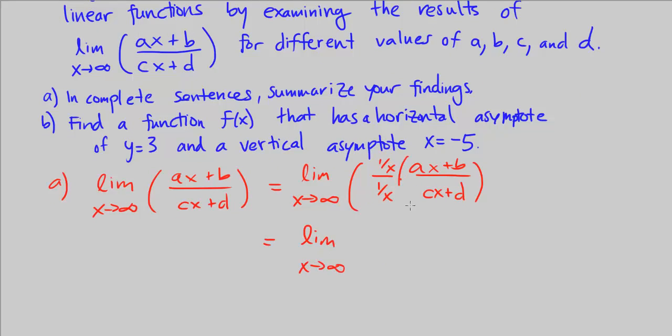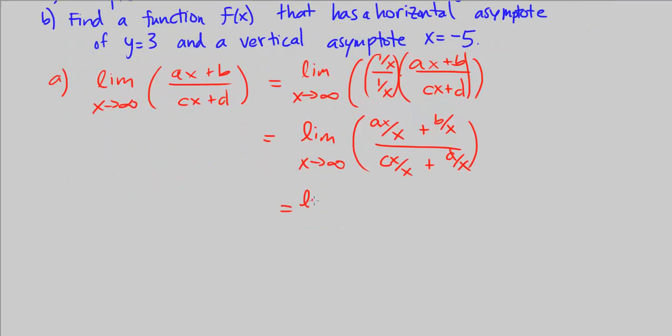Let's distribute this in, because it multiplies each term. 1 over x times ax is ax over x. 1 over x times b is b over x. 1 over x times cx is cx over x. 1 over x times d is d over x. And then we can simplify this. Ax over x is just a, plus b over x, over cx over x is just c, plus d over x. There are a lot of ways of simplifying this, but this is one of the best ways, I think, to understand it intuitively. Now we can take the limit.